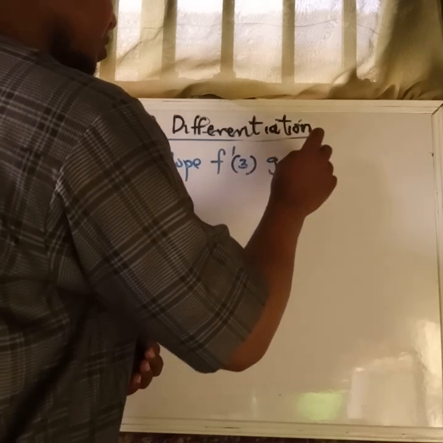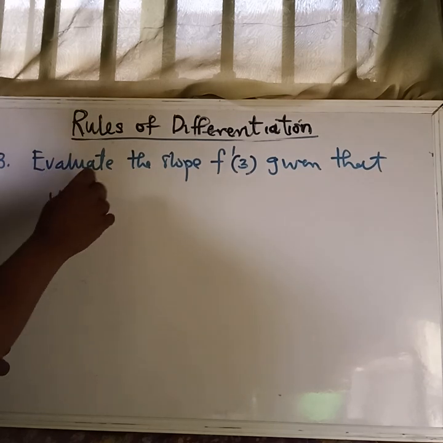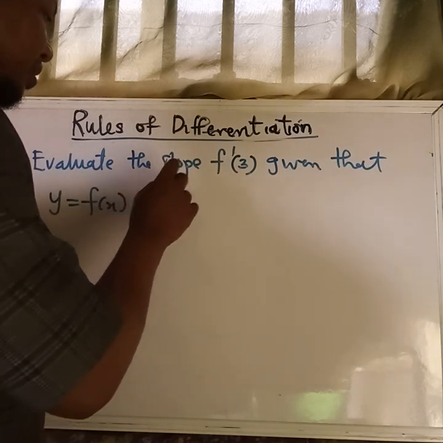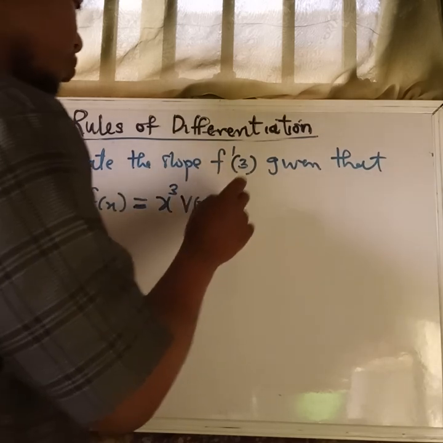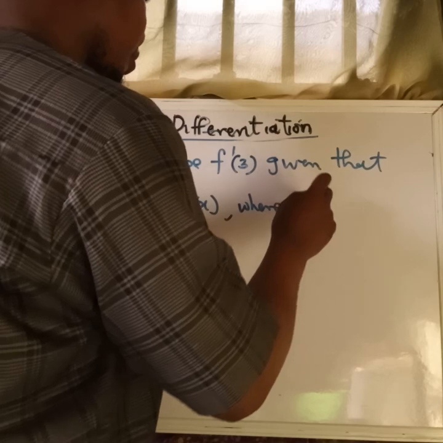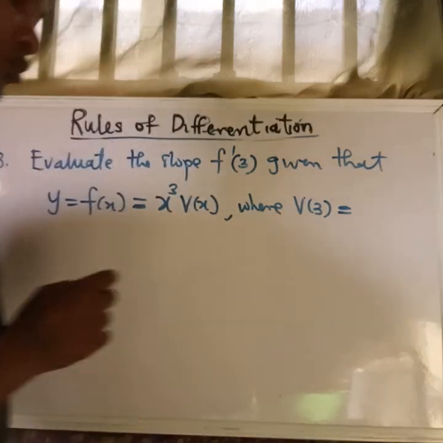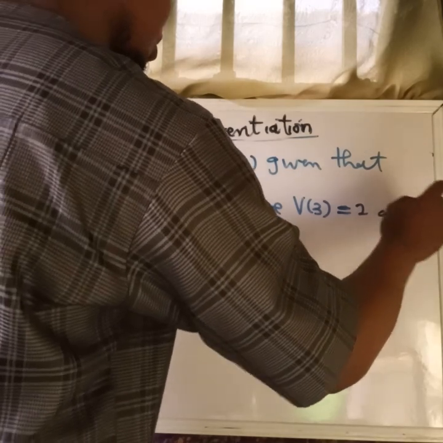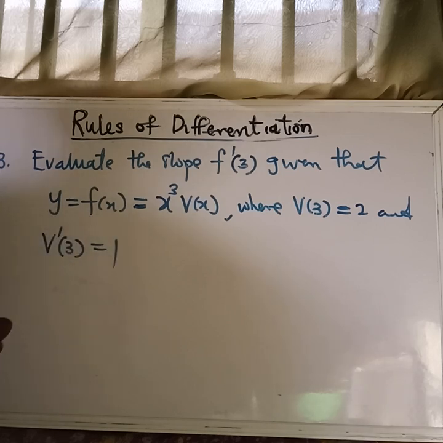Given that y, which is the same thing as f of x, is equal to x cube v of x, where v of 3 is equal to 2, and v prime of 3 is equal to 1. Okay, so let's see this example using the product rule.